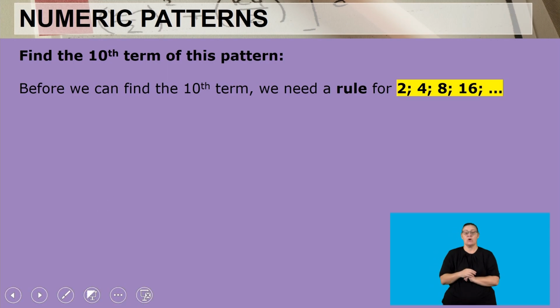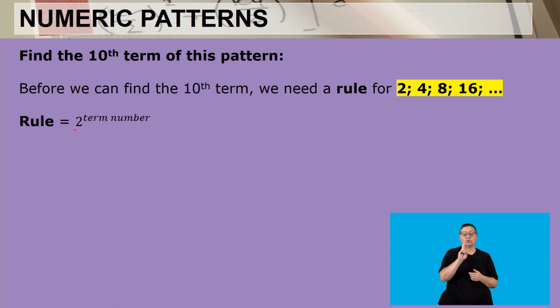So in this case, when we are working with a constant ratio, what is going to be our rule? Our rule is going to be a 2, and as an exponent, we are going to have that term number. So that is the relationship that we have seen between our term number and our term. Now, why are we using 2? Remember, 2 is that constant ratio.